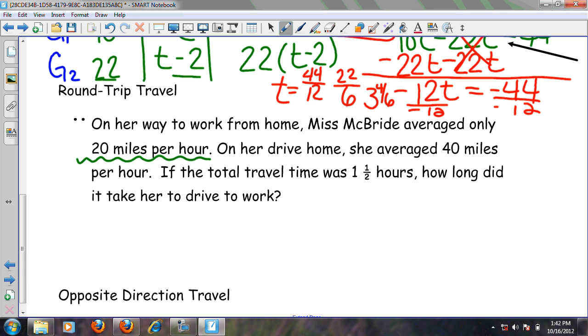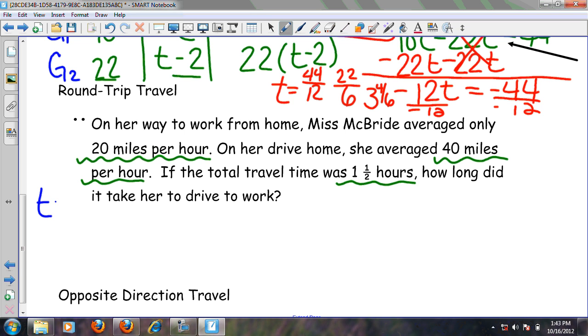Oh, that's creepy crawly slow. On her drive home, she averaged 40 miles per hour. If the total travel time was an hour and a half, how long did it take her to drive to work?